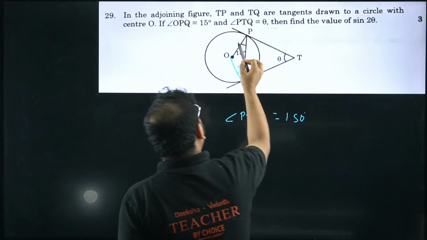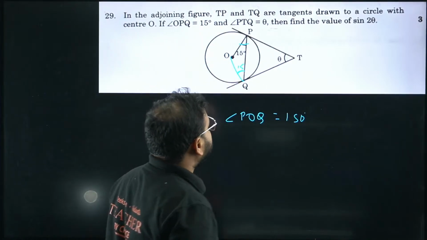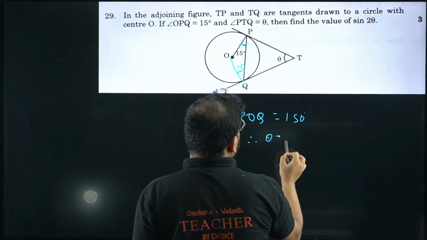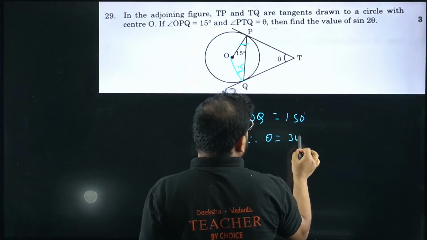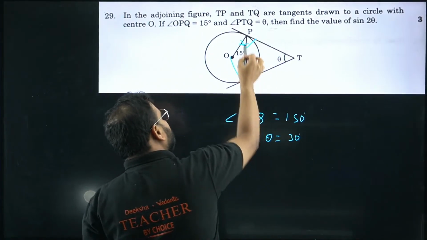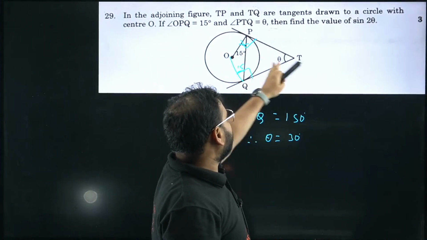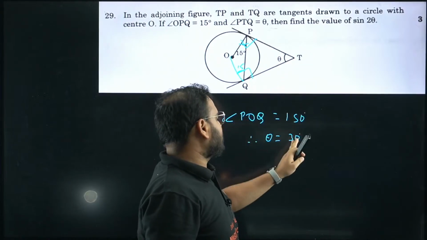How come, sir? 15, 15. So 30. Total is 180. It will become 150. Therefore, theta will be nothing but, from here, please check, 30 degree. How come, sir? This is 90 degree. This also is 90 degree, no? So there is 180, which means this also has to be 180, right? So theta will be 180 minus 150, right? You're going to get this as 30 degree.